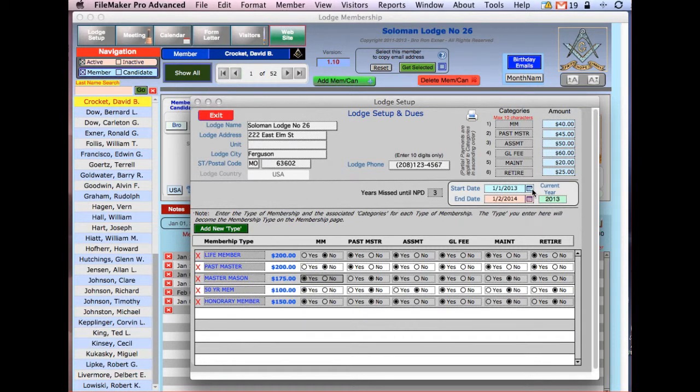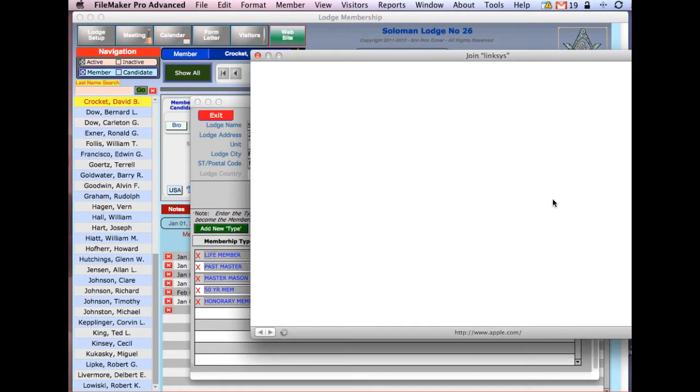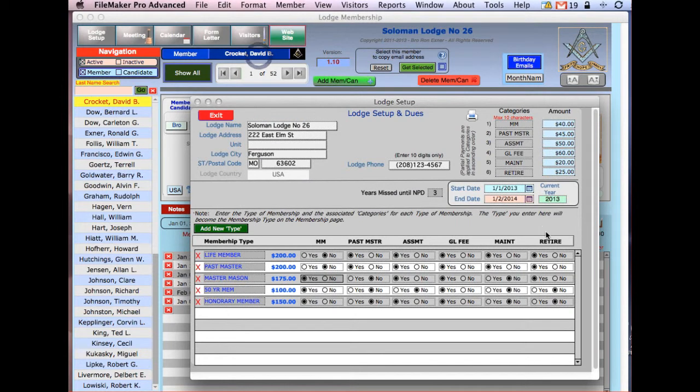Second thing you need to understand and have accurate is your starting and ending dates for your lodge membership year. Indicate whatever year is appropriate here and the range starting and ending dates here. Also, you should enter what's your number of years allowed to miss dues payments until a member is declared NPD. NPD designation just shows up as a yellow background with red letters when a member meets this criteria. It has no effect other than to issue a flag on the member's record.